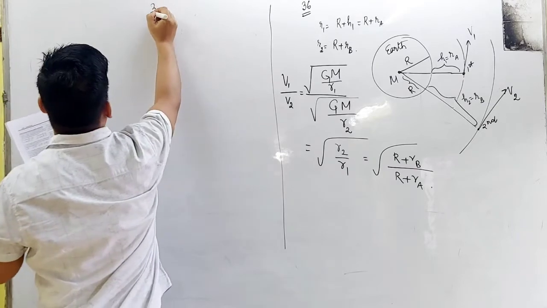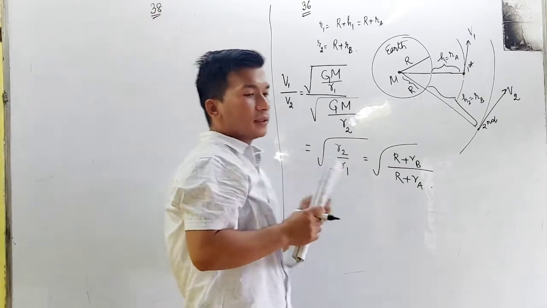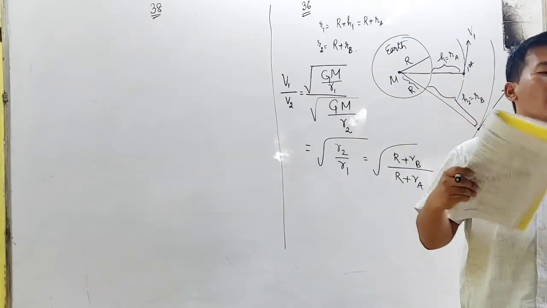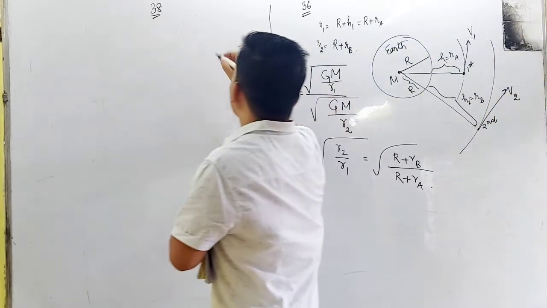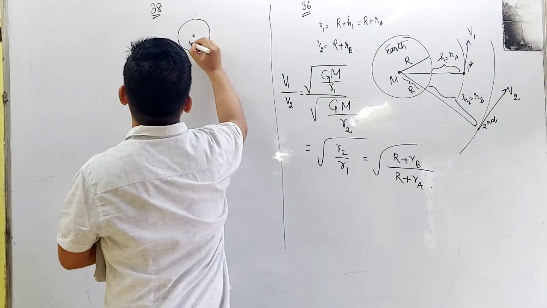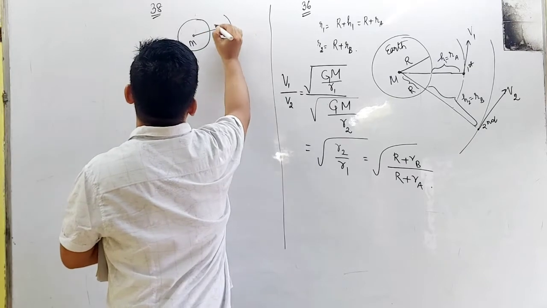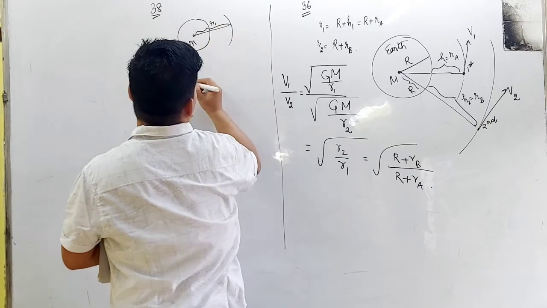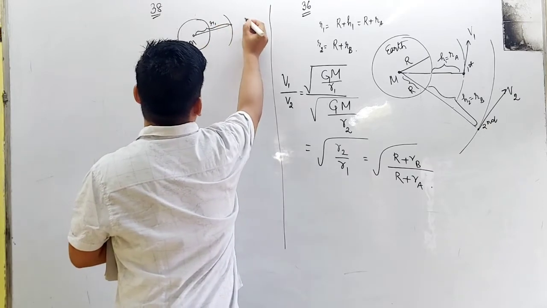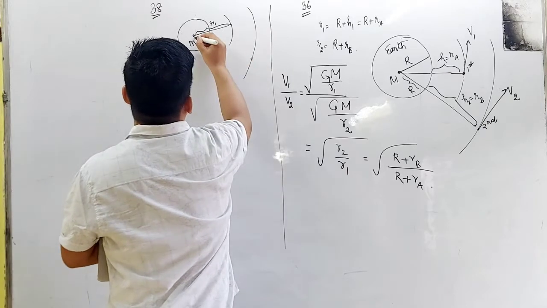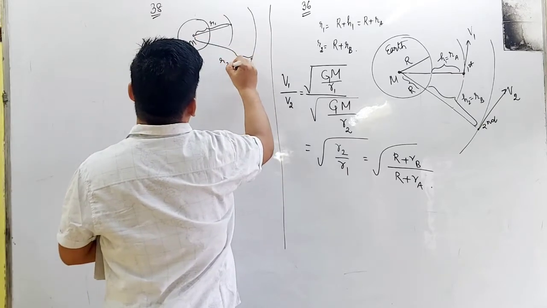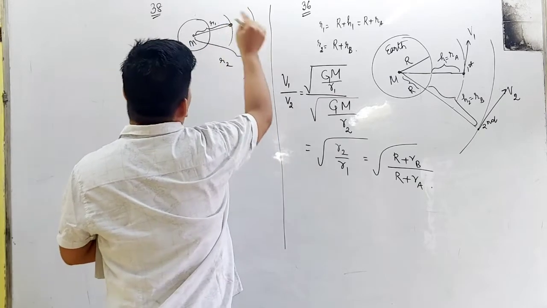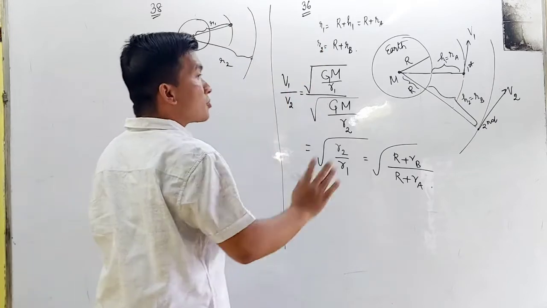And what about question number 38? The changing of orbit will require how much work done? This is our planet Earth, and this is the first orbit at a distance R1, measured from the core. This is the inner orbit and this is the outer orbit, R2. In order to move this satellite from the inner orbit to the outer orbit, what must be the work done?